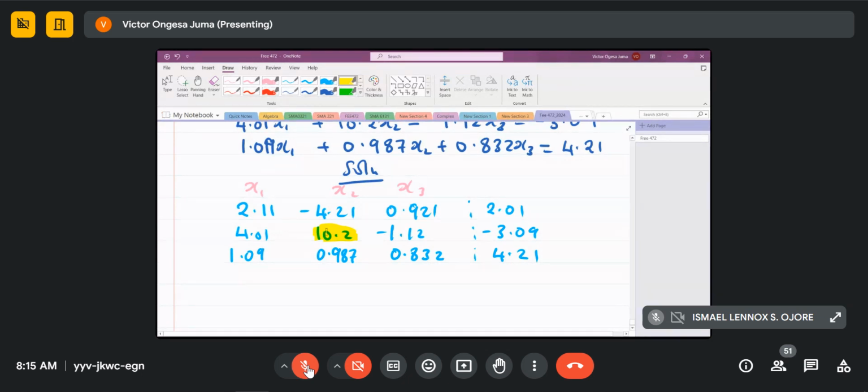Basically, I want to bring 10.2 to where there is 2.11. So I want to bring this number here. Can somebody tell me the operation I'll perform such that 10.2 is at the position of 2.11? What do I do?